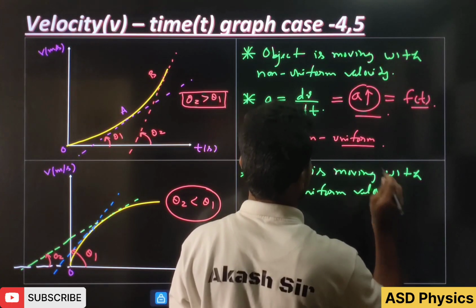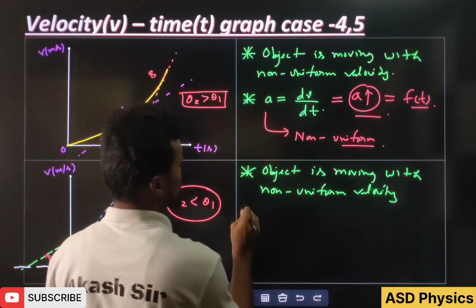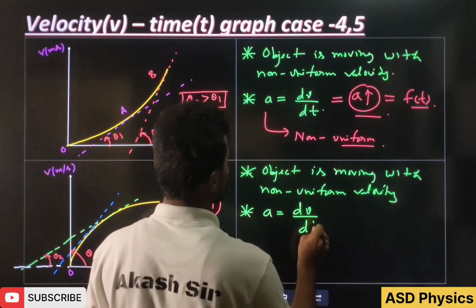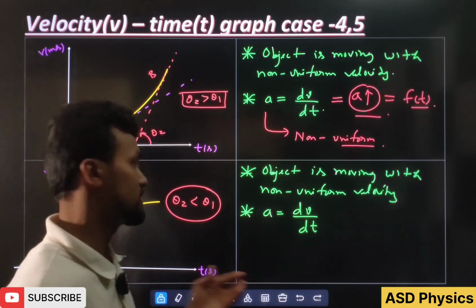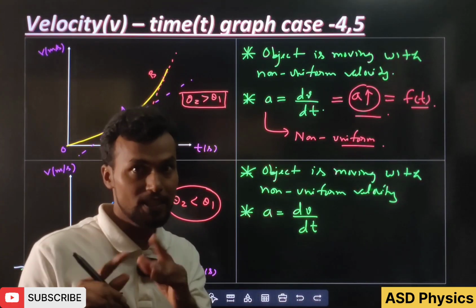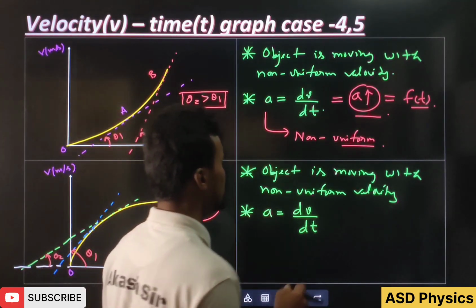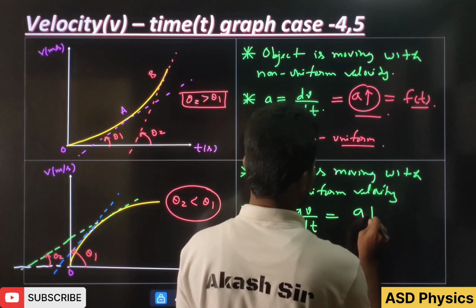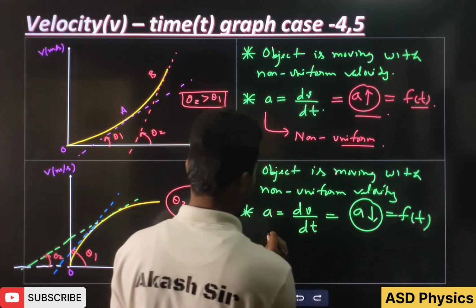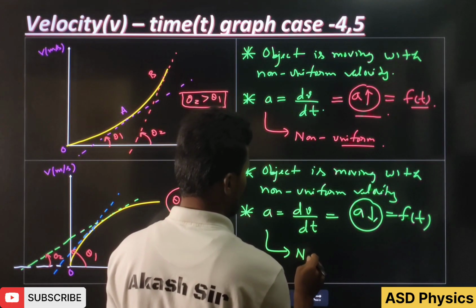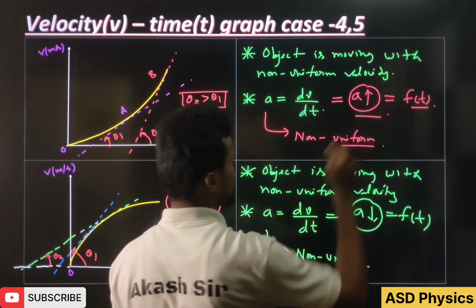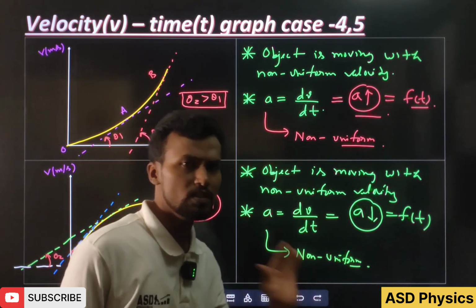Non-uniform velocity, and acceleration a equal to dv by dt. The slope keeps on decreasing, an acute angle, but anyhow the slope keeps on decreasing. So here the acceleration will keep on decreasing, and it will be a function of time. Which kind of acceleration? Non-uniform acceleration here. Positive but decreasing here.